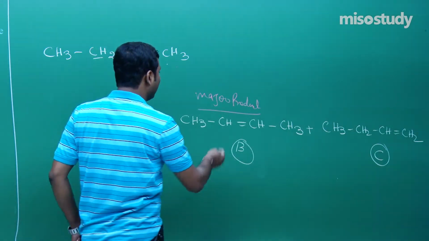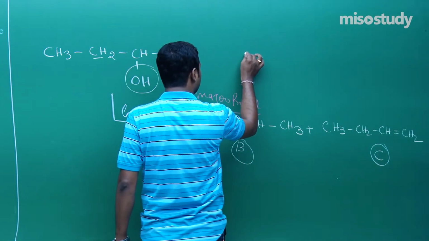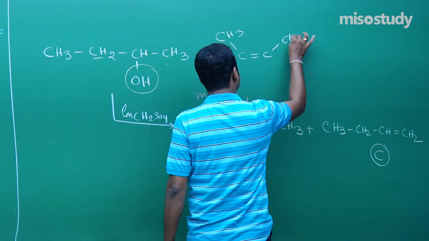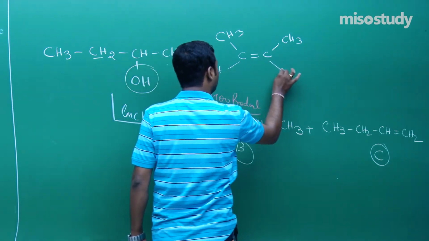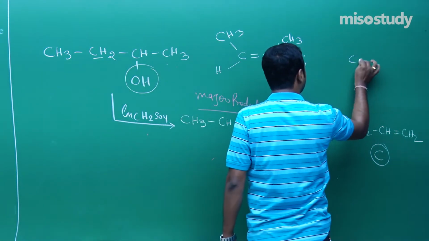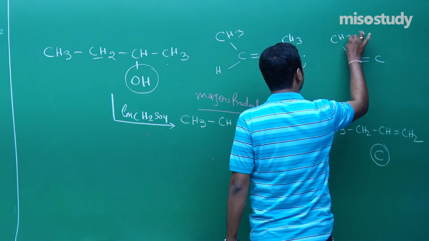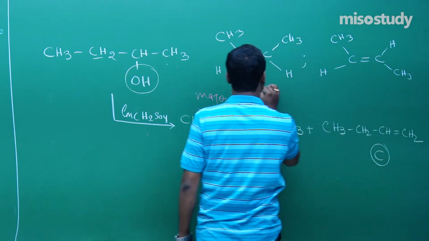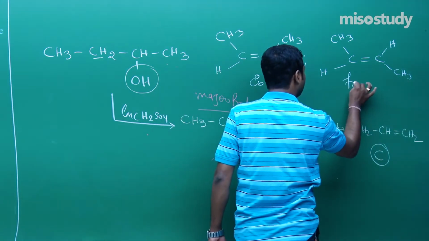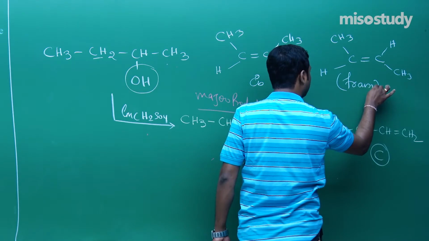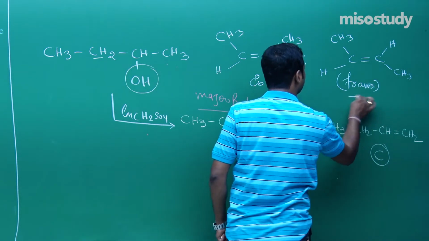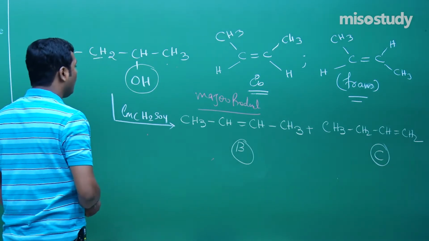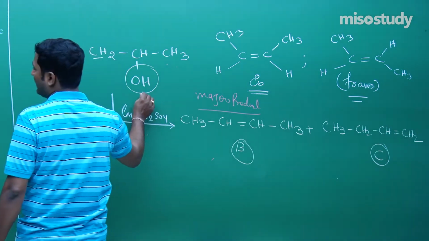Now it has a tendency to show geometrical isomerism. See how? Put here CH3, put here CH3, put here H, put here H. This one is first. Now double bond, put here CH3, put here H, put here CH3, and put here H. This one is cis form and this one is trans form. Clear to you what I'm telling? This one is cis form and this one is trans form.